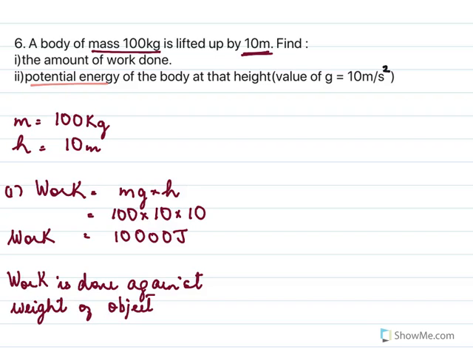Next is, what is the potential energy of the body? Now potential energy is always equal to the work done in lifting the body to that height. So but we'll calculate again. Potential energy also is mgh. So here you have m 100 into 10 into 10, which is 10,000 joules is the potential energy.